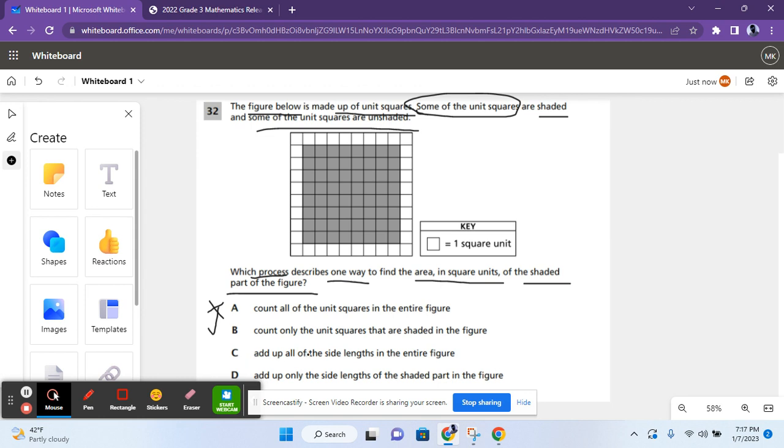For C, it says add up all of the side lengths in the entire figure. That means you're finding the perimeter of the entire figure. So C is not correct. You need to find the area of the shaded squares.